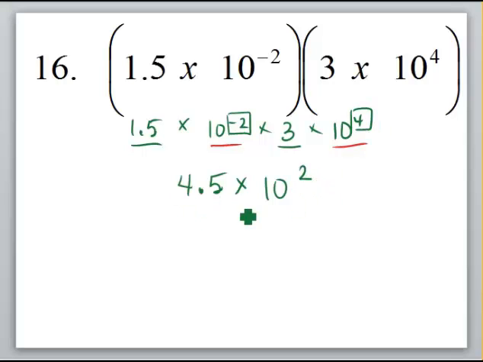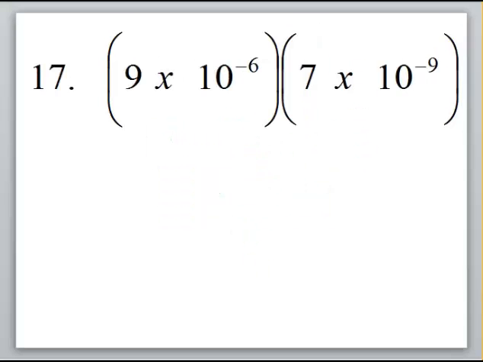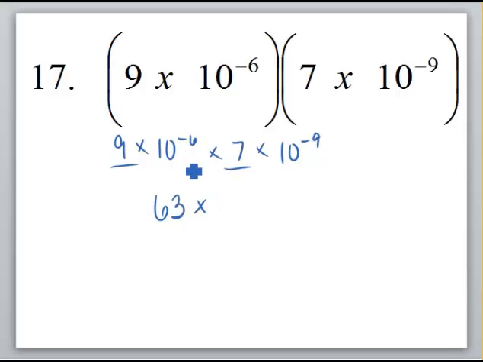Now this happens to be in scientific notation, so I'm going to finish because this number is between 1 and 9. The last problem here, we're going to do the same thing. These parentheses really mean nothing because everything's being multiplied together. So I'm going to multiply 9 times my 7, which gives me 63. And then I'm going to keep my base and add my exponents together. So I get 10 to the negative 15.